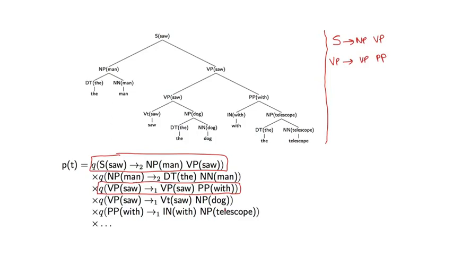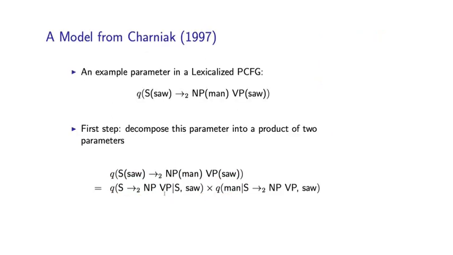The challenge, of course, is going to be that we have a very large number of rules and parameters in our model, and so we're going to have to be quite careful about how we estimate them from a set of training examples. So let's now talk about how that can be done. This is a model from Eugene Charniak. This is a famous model from the late 90s, one of the first lexicalized PCFG models, and one of the first models to show this very much improved performance over regular PCFGs.